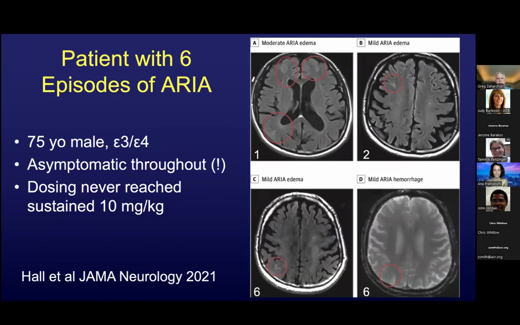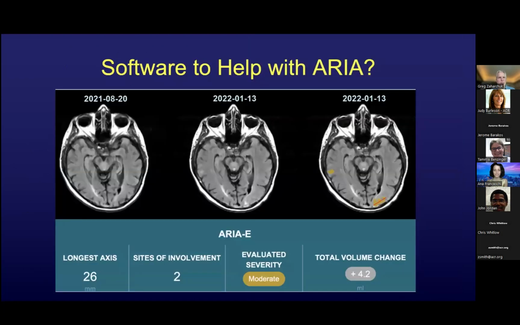This is a case of a patient who had 6 different episodes of ARIA, both ARIA-E and ARIA-H. And the remarkable thing is, throughout this whole period, they were asymptomatic. In fact, this was a trial patient, and they actually had to go off the drug, even though they never had any clinical symptoms.